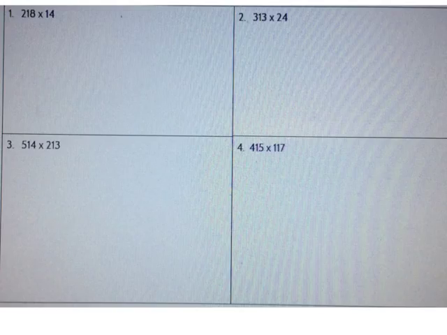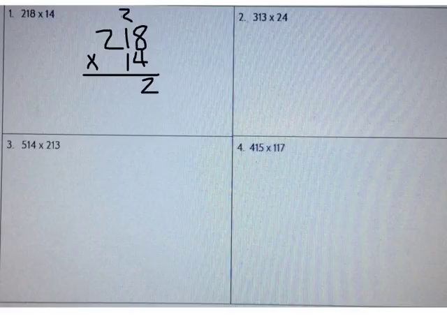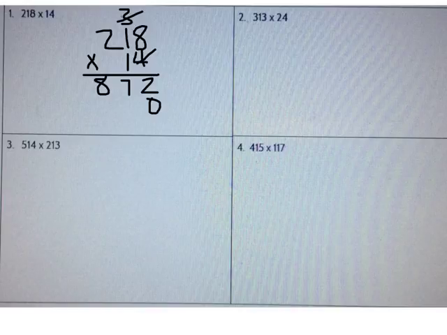Now that you're finished with your multiplication charts, let's start our do now. What's 218 times 14? Let's check your work. When I multiply 218 times 14, I start by multiplying 218 by 4. 8 times 4 is 32. Carry my 3. 4 times 1 is 4, plus 3 more is 7. 4 times 2 is 8. I'm finished with my 4, so I'm going to drop my 0 because 1 is in the tens place.